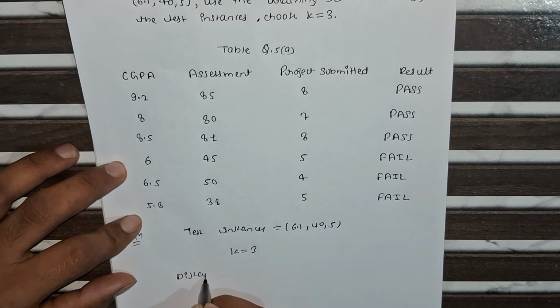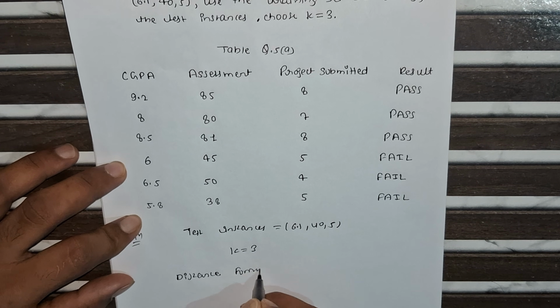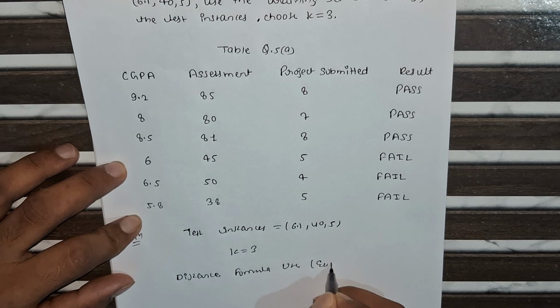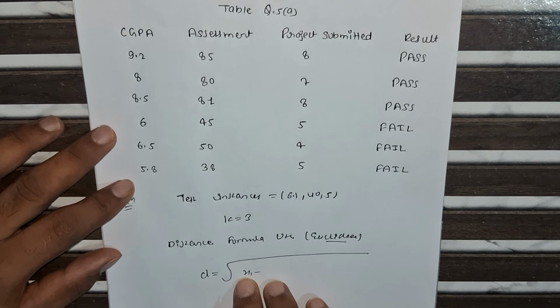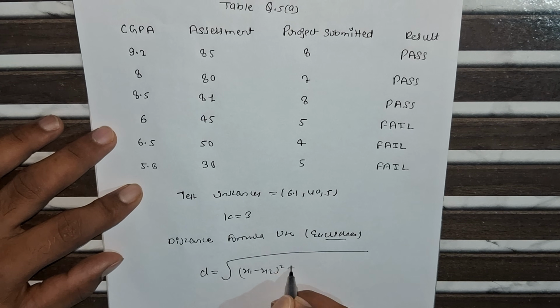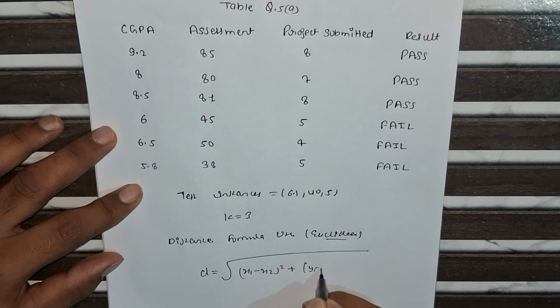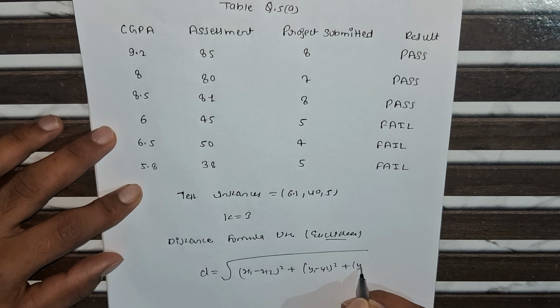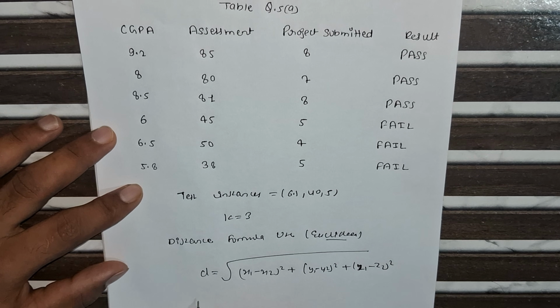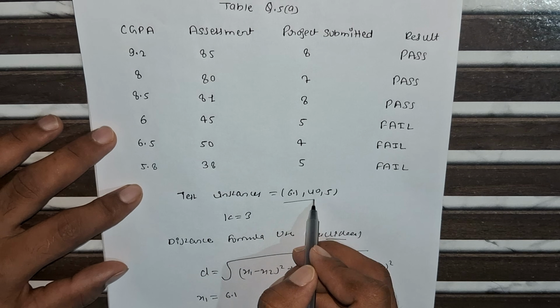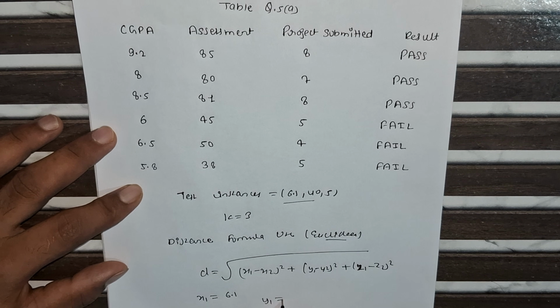Distance formula used, which is called as Euclidean. So d equals to under root x1 minus x2 whole square plus y1 minus y2 whole square plus z1 minus z2 whole square. So here our x1 equals to 6.1 according to the test instances, and our y1 equals to 40, and z1 equals to 5.